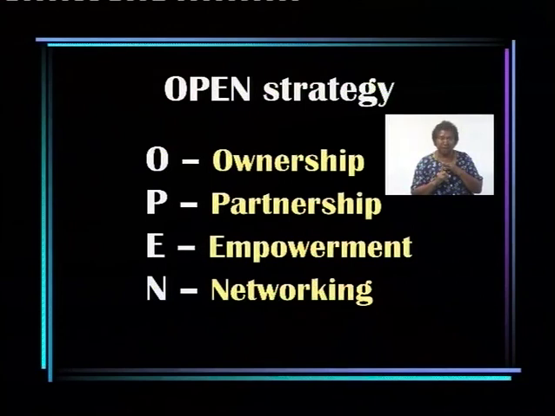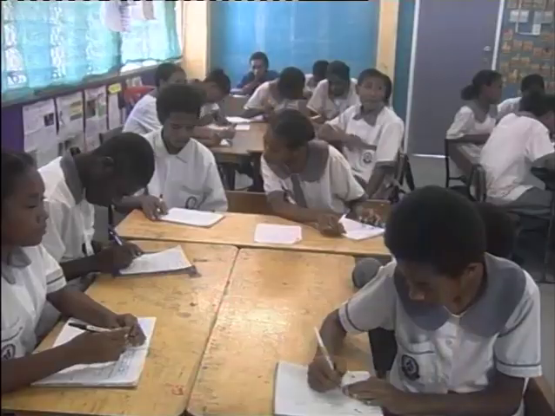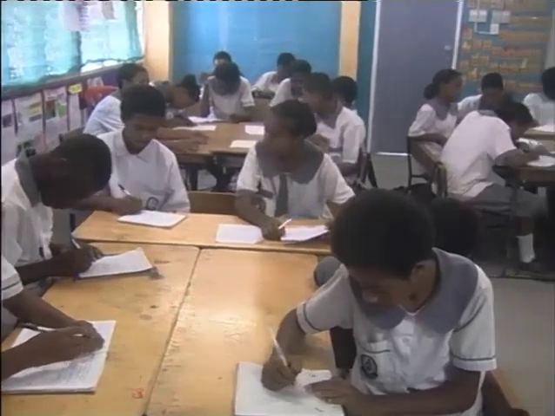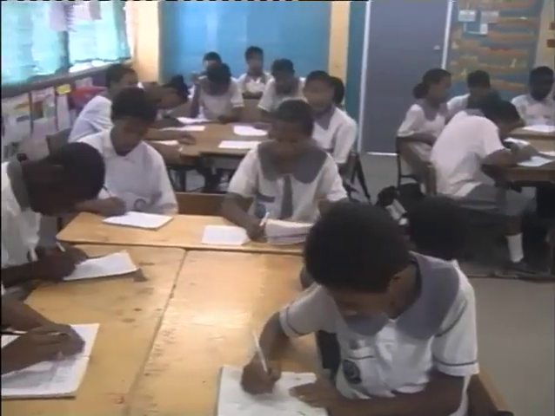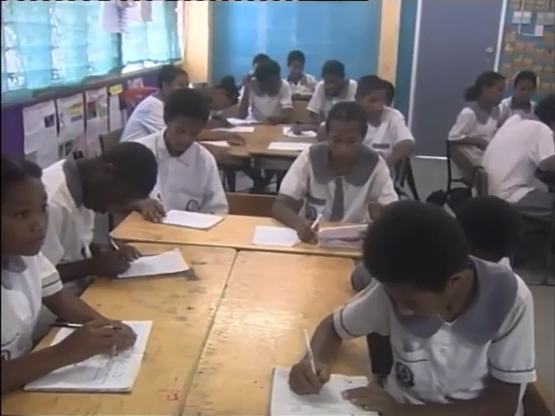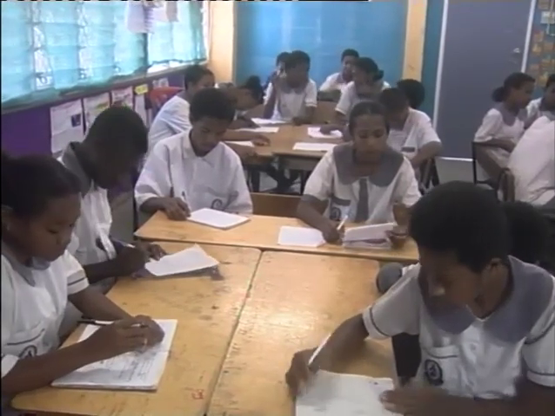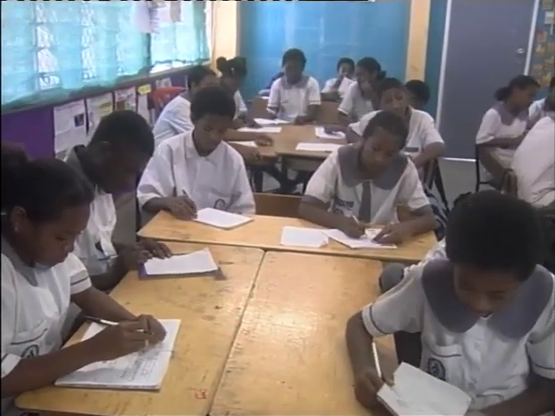P is partnership. E is empowerment. And N is networking. Okay? So when you work in a community, you work not for, but with the people. Importantly, you identify your leaders and work with your leaders and through your leaders to reach the community. Okay?